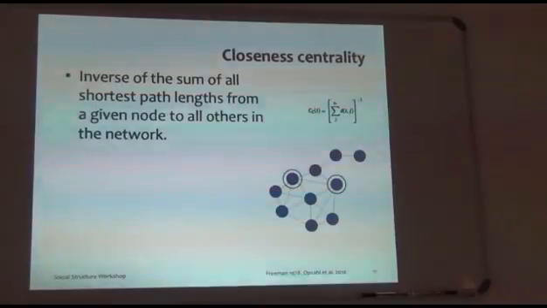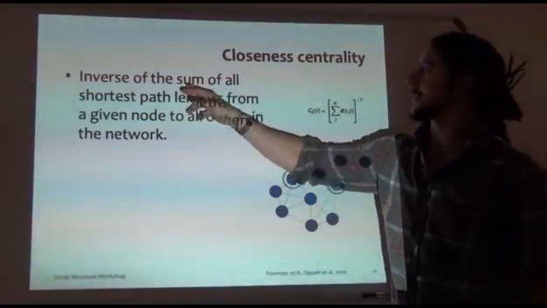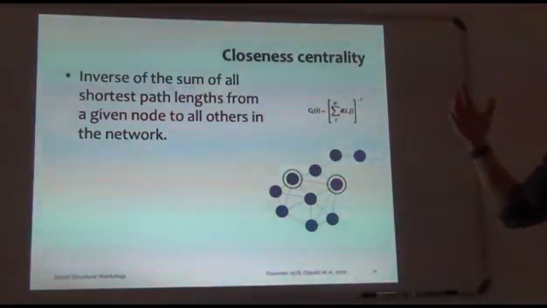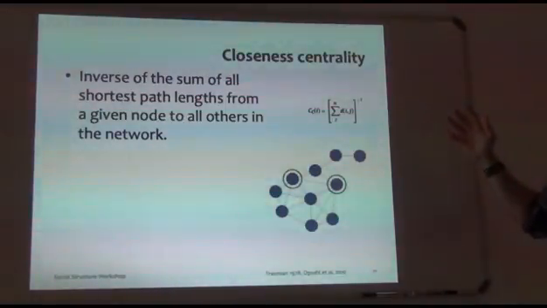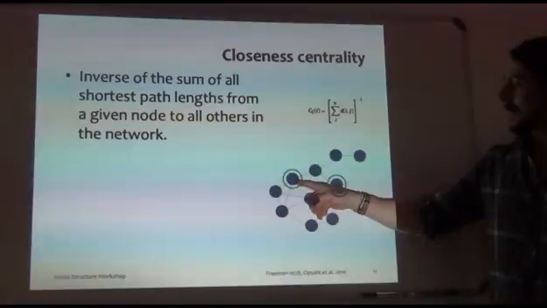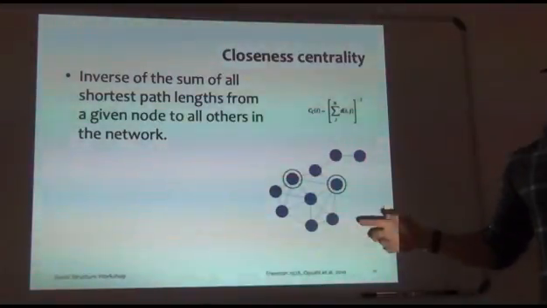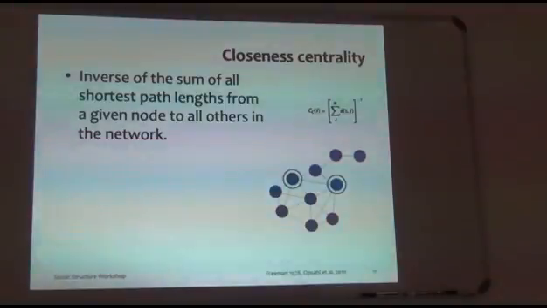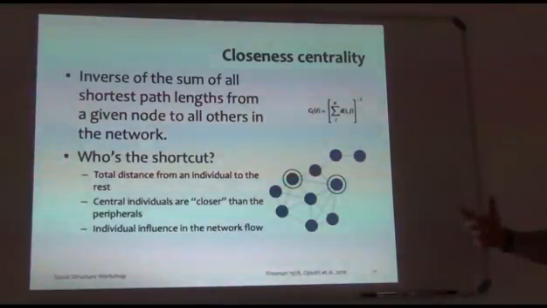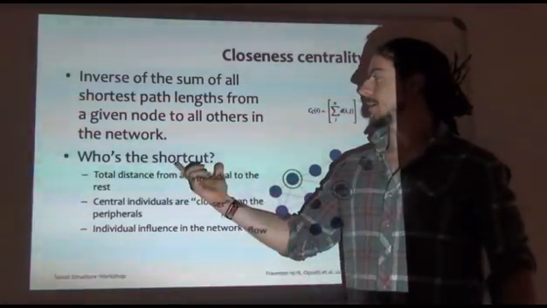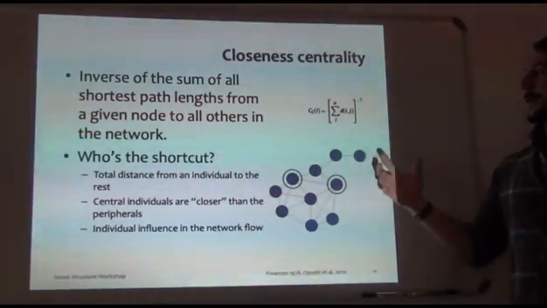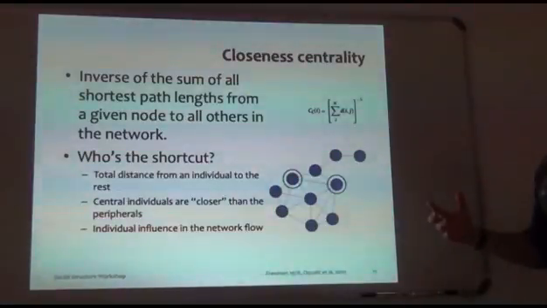next. So closeness centrality. We saw degree centrality, number of connections and strength of these connections. Now the closeness centrality, technically, is the inverse sum of all shortest paths from a given node to all others in the network. It's a way of measuring how connected a given individual is to the entire network. In other words, you're trying to see who in this network is the shortcut to everybody else, who's the most connected.